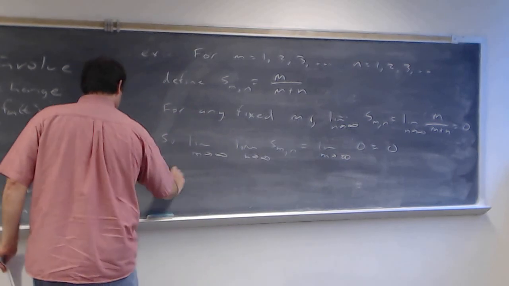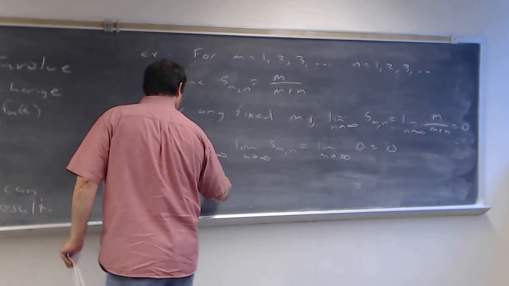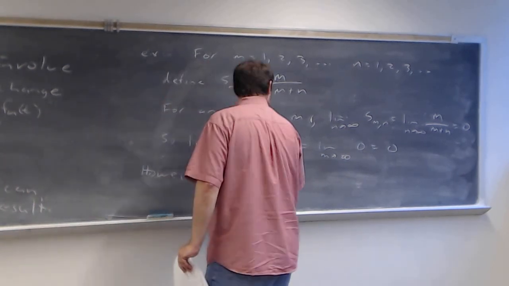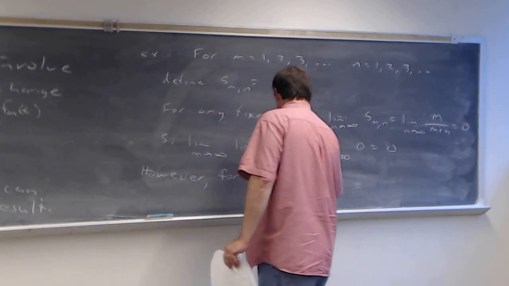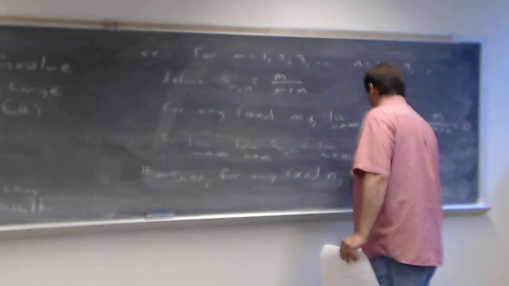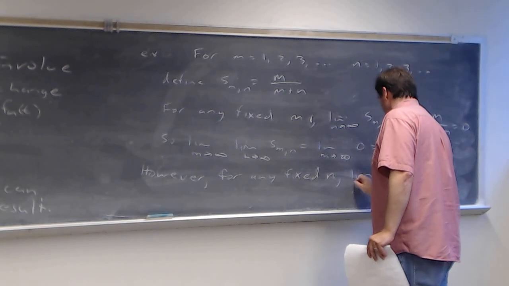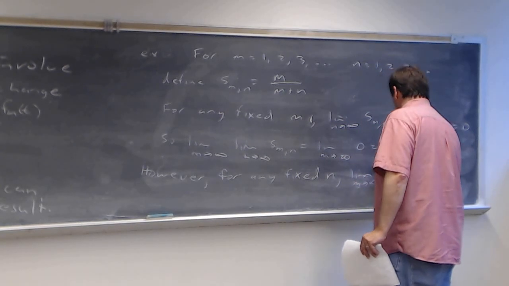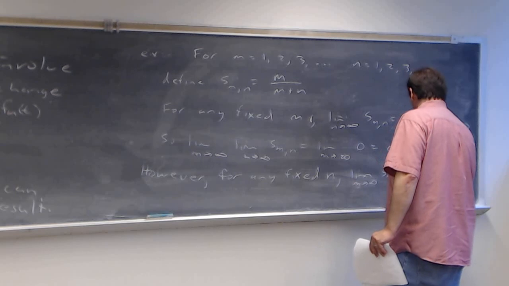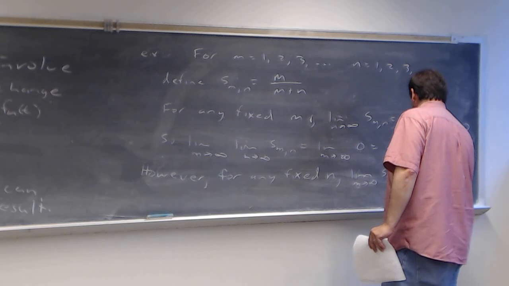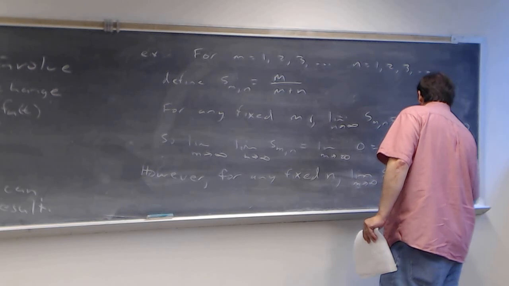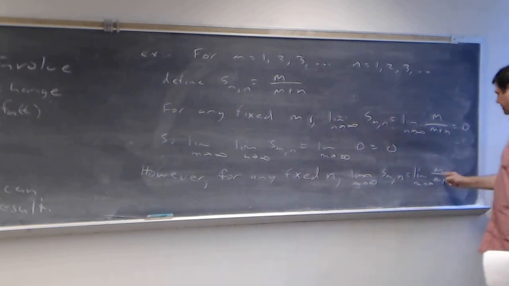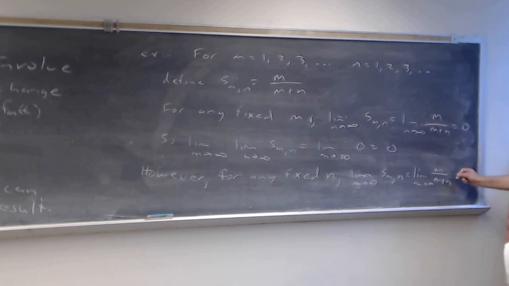However, for any fixed n, the limit as m goes to infinity of S sub m comma n will be equal to the limit as m goes to infinity of m over m plus n. And this is infinity over infinity. If you take the derivative of the top with respect to m and the derivative of the bottom with respect to m, usually we'll get 1 over 1. And that's equal to 1.